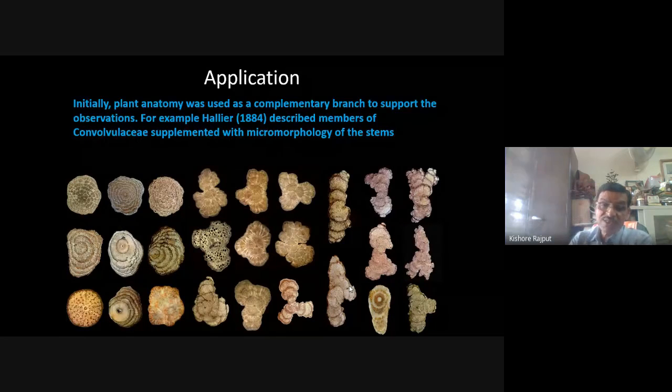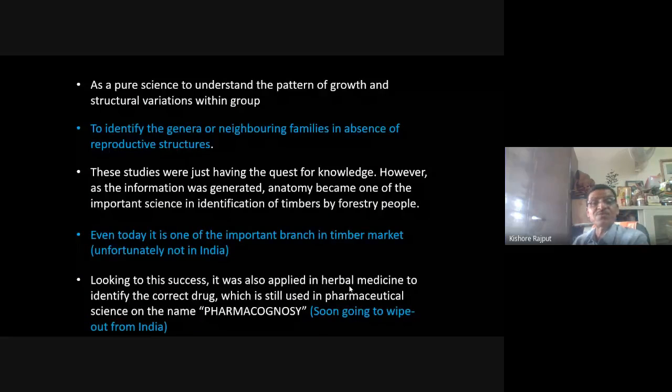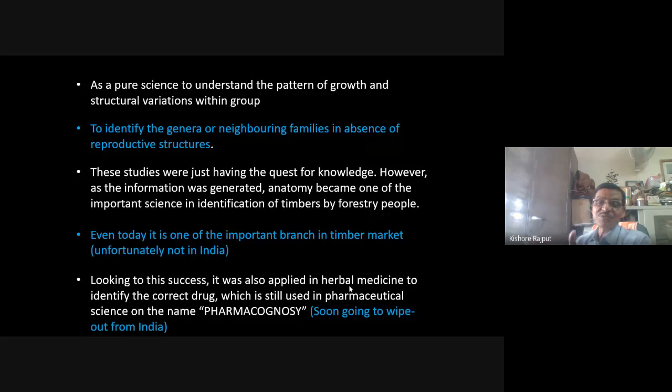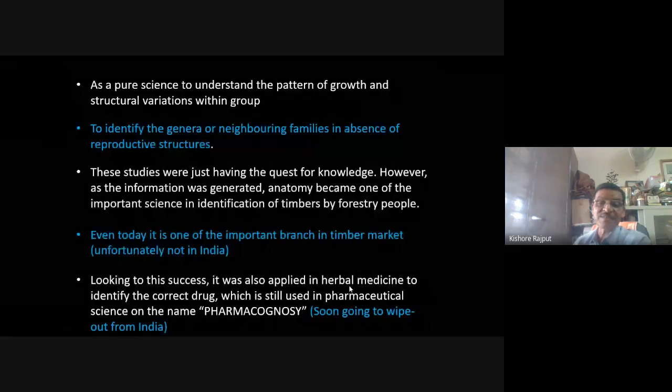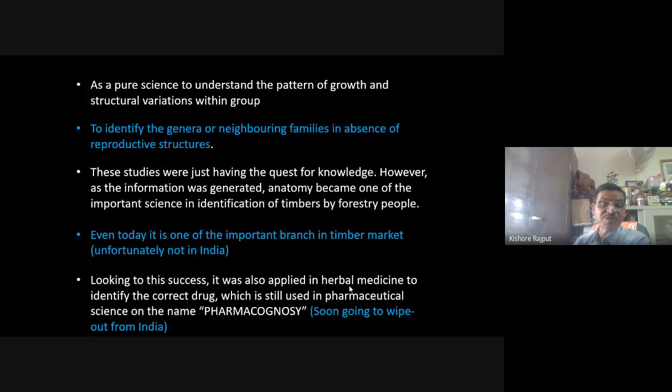But if you see the core anatomical application, it started just as a pure science to understand the pattern of growth and structural variation within a group, because at that time they did not have any commercial intention behind that. It was just a place to explore knowledge, and that was the anatomical application during that time. Then it was used to identify the genera or neighboring families in the absence of reproductive structure.